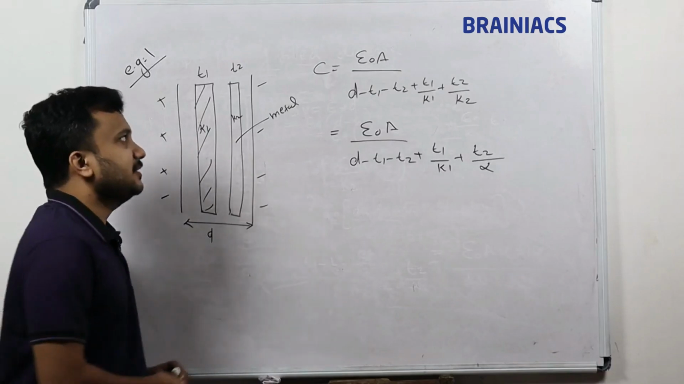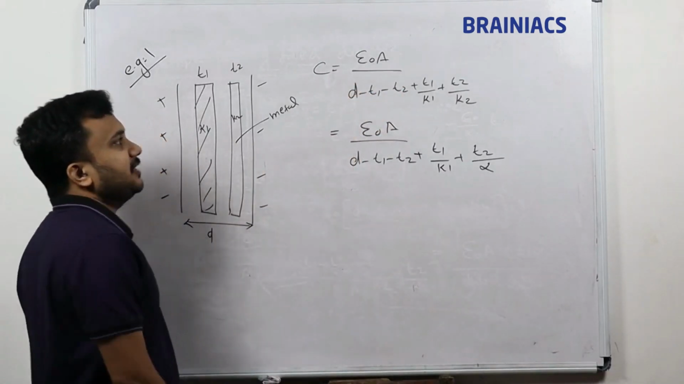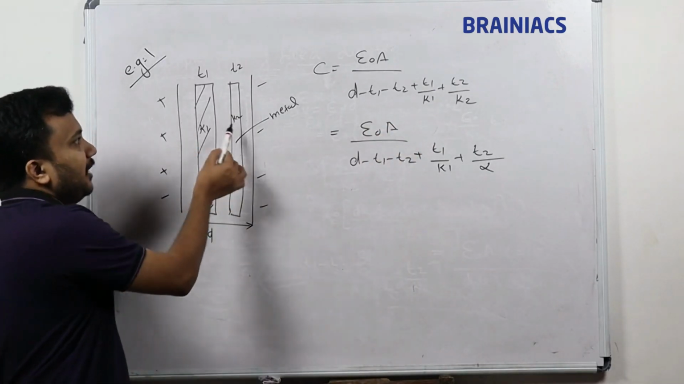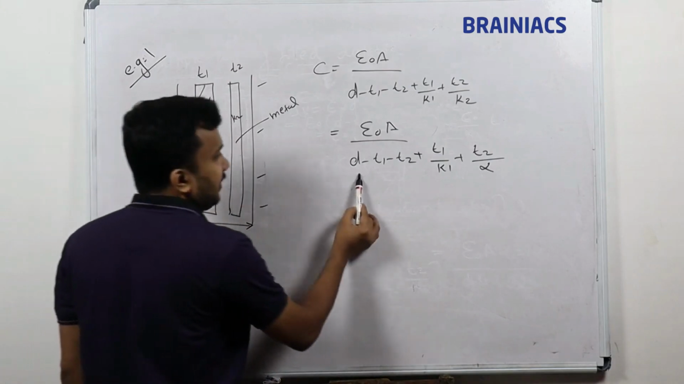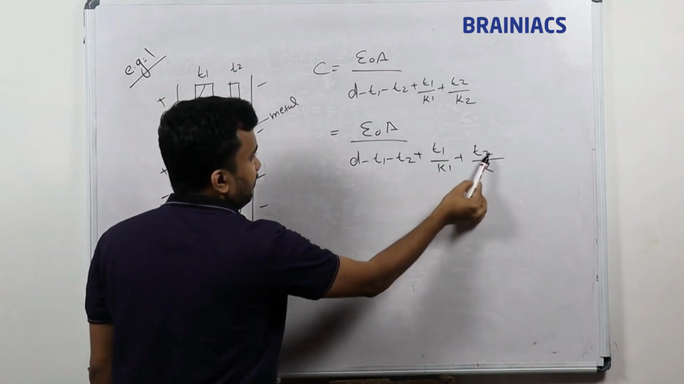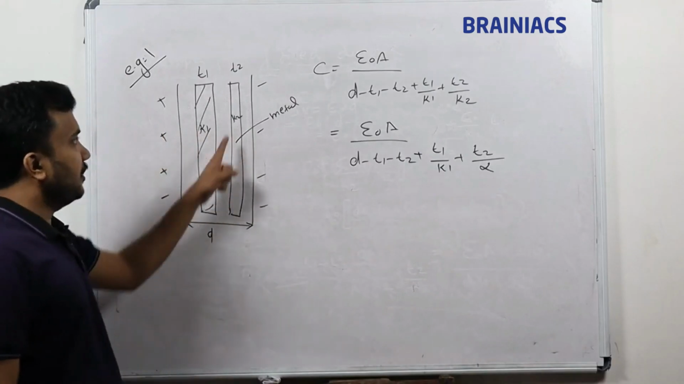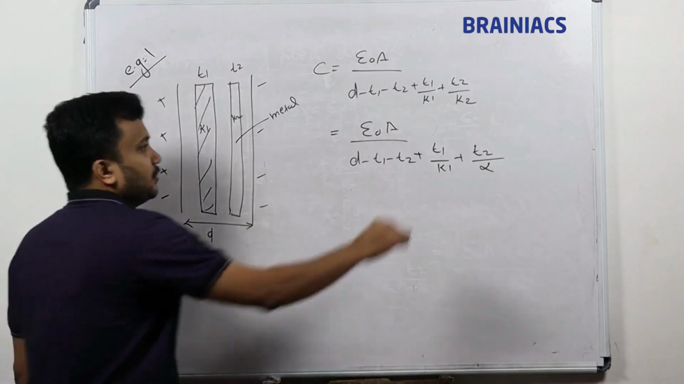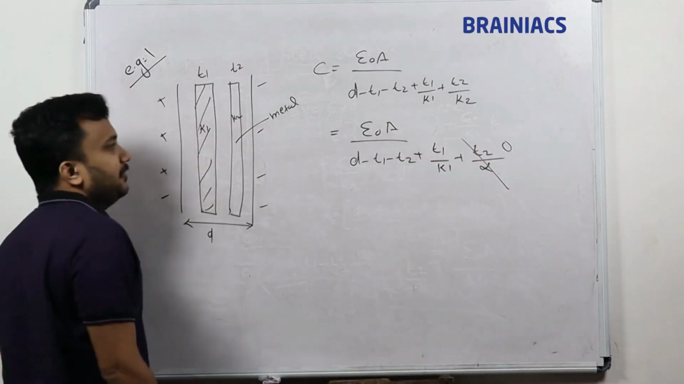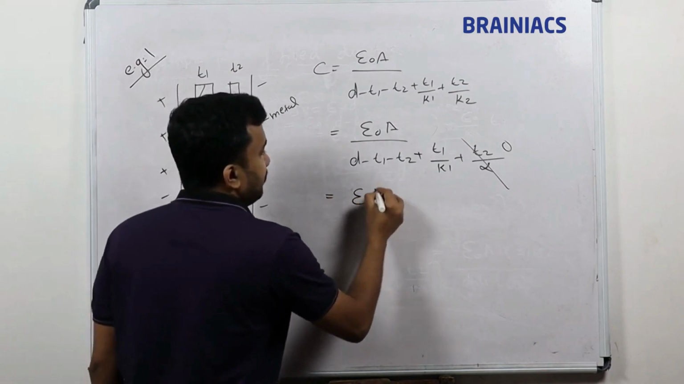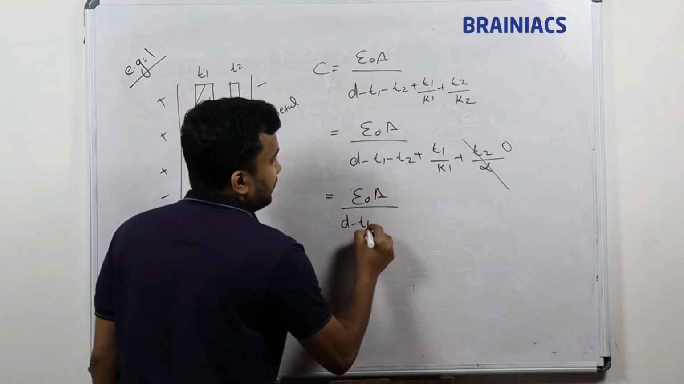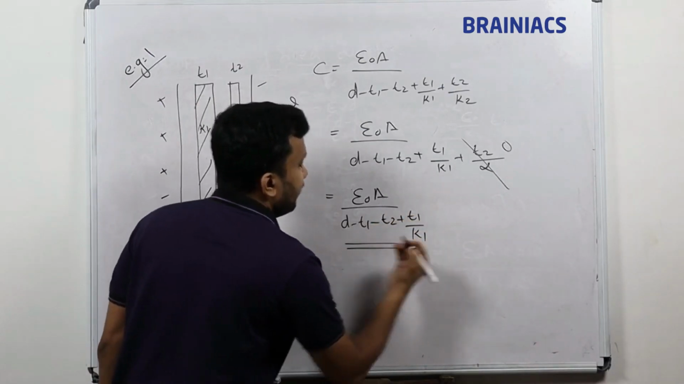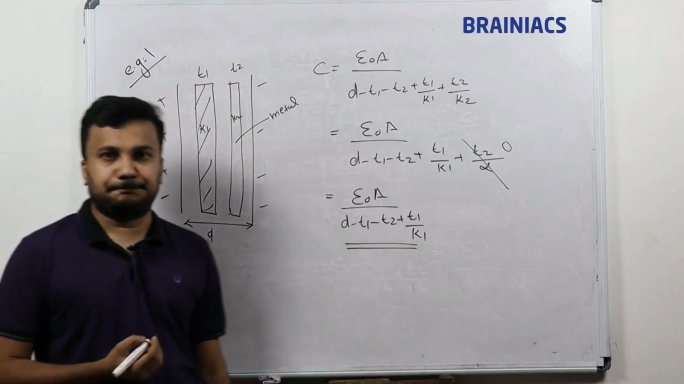We apply the formula C is equal to epsilon A by D minus T1 minus T2 plus T1 by K1 plus T2 by K2. We know for a metal K2 is infinity, so I have written D minus T1 minus T2 plus T1 by K1 plus T2 by infinity. Because K2 is a metal, its dielectric constant is infinity. So what is the whole factor here? Something by infinity is 0. So the final formula is epsilon A divided by D minus T1 minus T2 plus T1 by K1. This is the value of the capacitance.